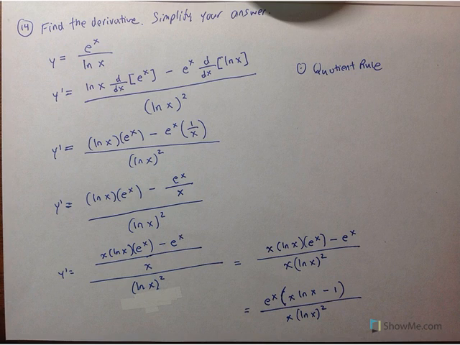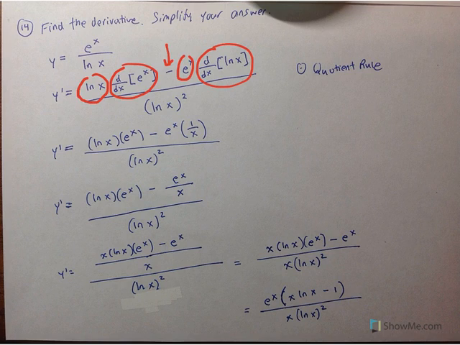The quotient rule states that to find the derivative of a quotient of two differentiable functions, you have the denominator times the derivative of the numerator minus the numerator times the derivative of the denominator, all over the square of the denominator.